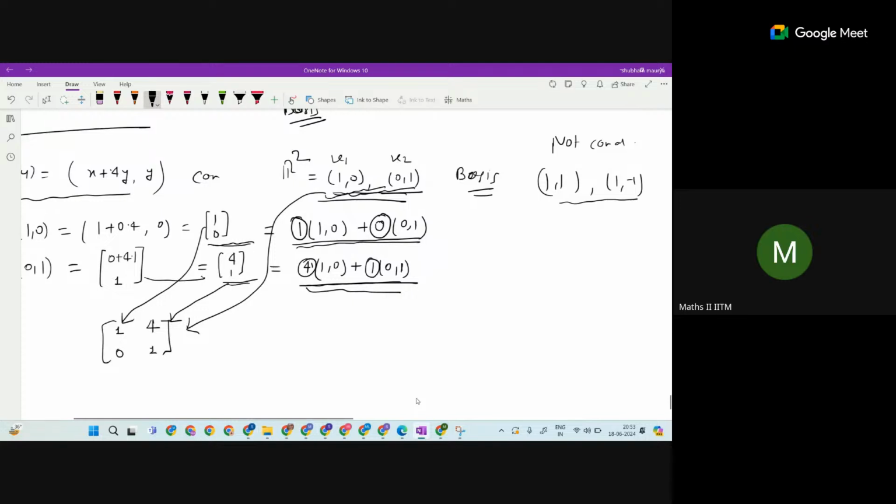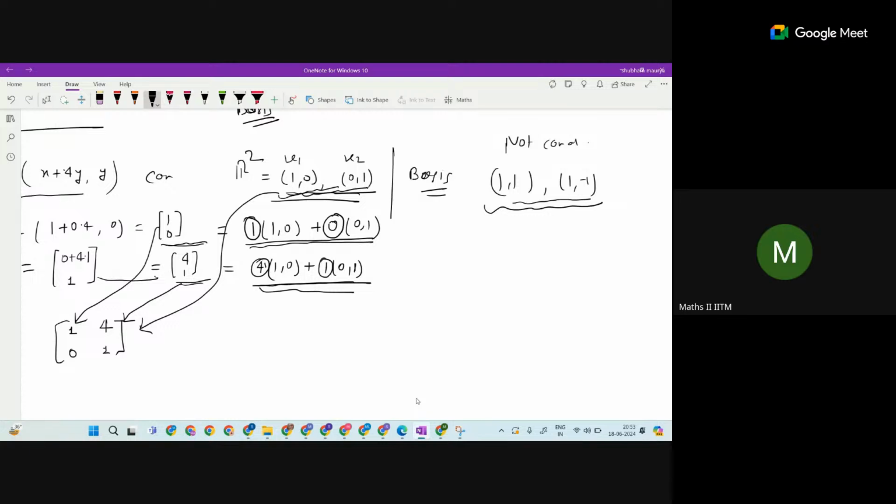But my question is, what is going to be the matrix representation of T with respect to this basis? Could you tell me? It is going to be different. We'll do it here, but it is going to be different. Are you able to catch the difference, both of you? Yes, sir. So let's do it now.